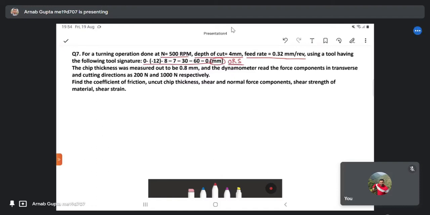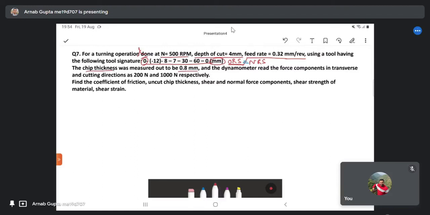The chip thickness was measured out to be... oh, this can also be NRS, right? But since here the inclination angle, that is lambda, is given as 0 degree, both will be the same here. So the chip thickness was measured out to be 0.8 mm. This is the chip thickness.